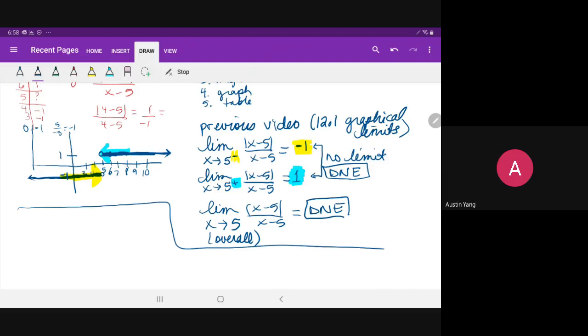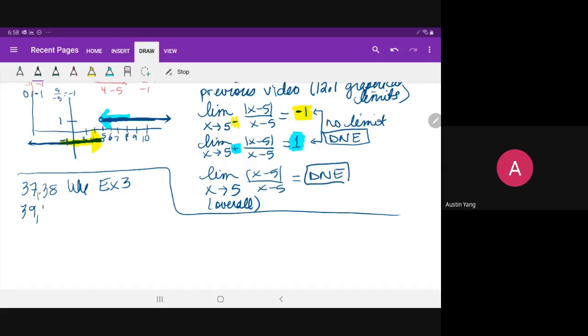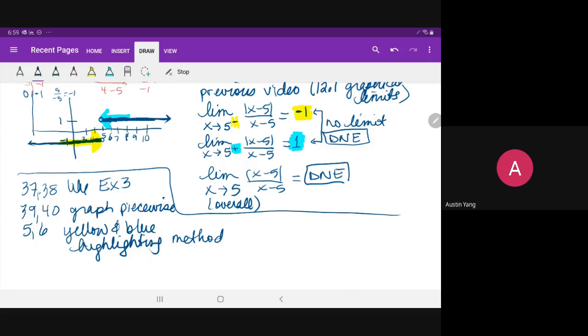It's kind of interesting. Okay, so the next thing I'm going to show you, we also have piecewise graph. So there's a couple with piecewise graph. So let me give you the numbers. So number 37 on your homework and 38 are like example 3. Okay. And then 39 and 40, you're going to graph the piecewise. 5 and 6, you're going to do the yellow and blue highlighting method. They don't want you to do it algebraically, but you're looking at both sides.